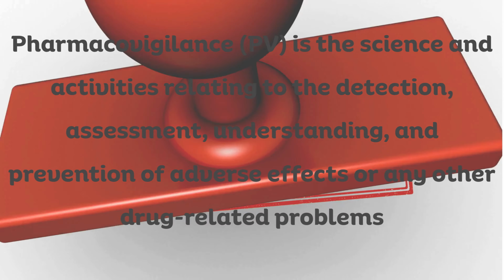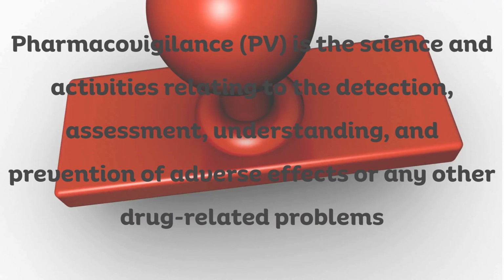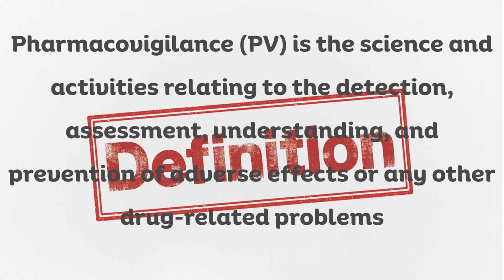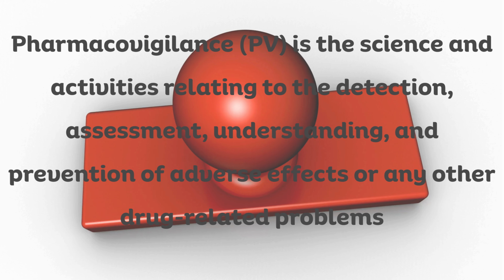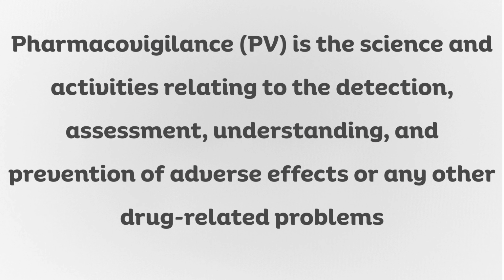Before moving into human clinical trials, this is the right time to learn the definition of pharmacovigilance. Pharmacovigilance, or PV, is the science and activities relating to the detection, assessment, understanding, and prevention of adverse effects or any other drug-related problems. Just keep the definition in your mind for now. This will help you to understand the concepts in a very easy way.